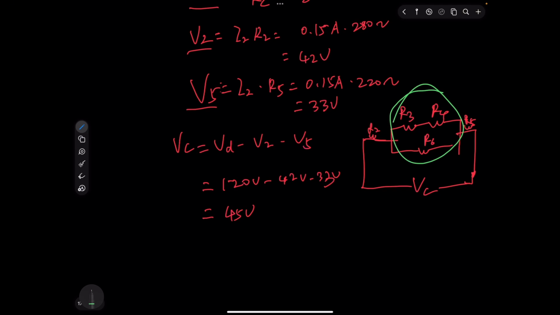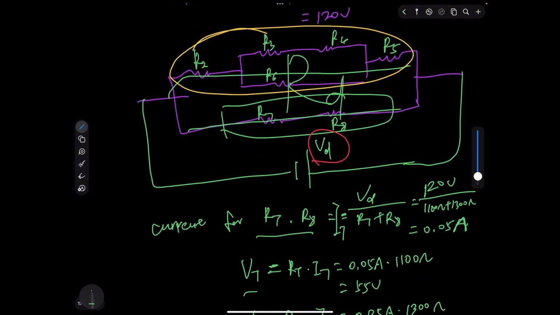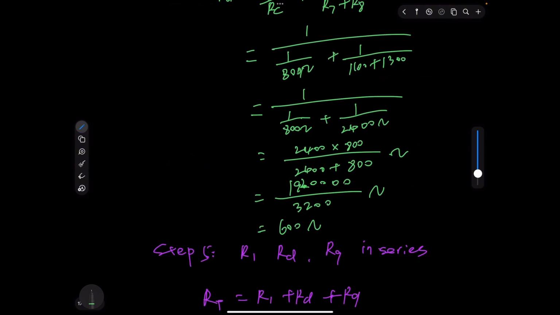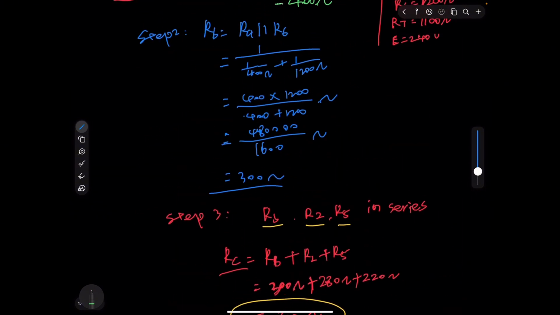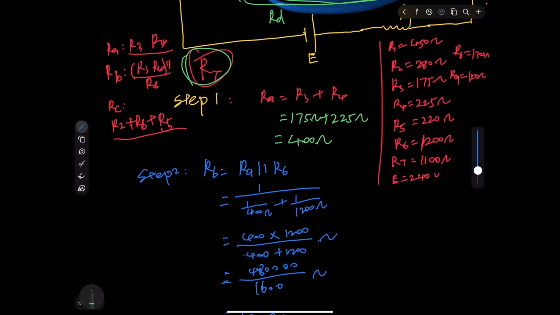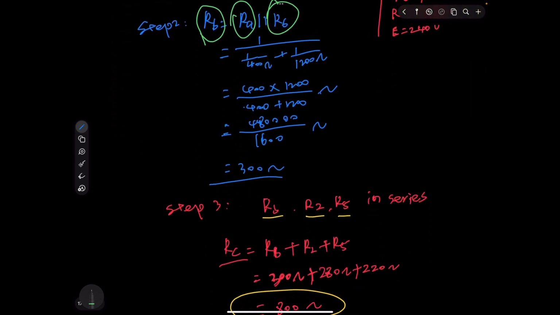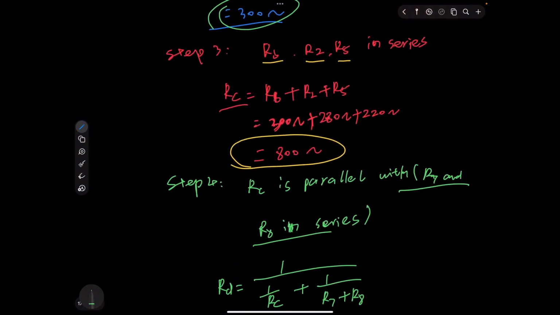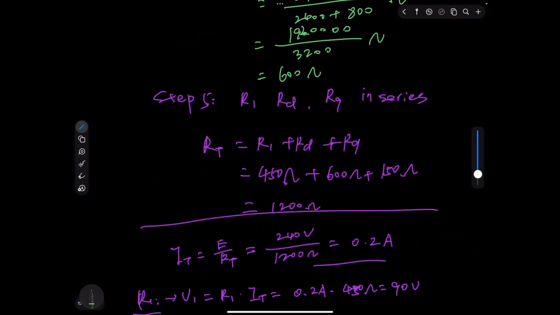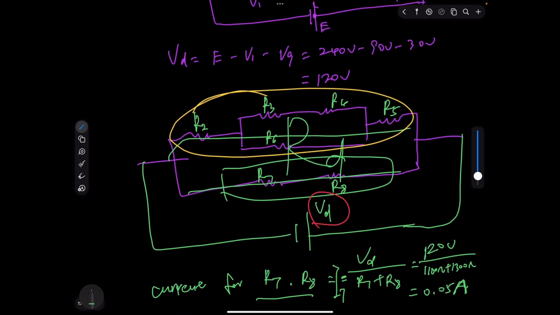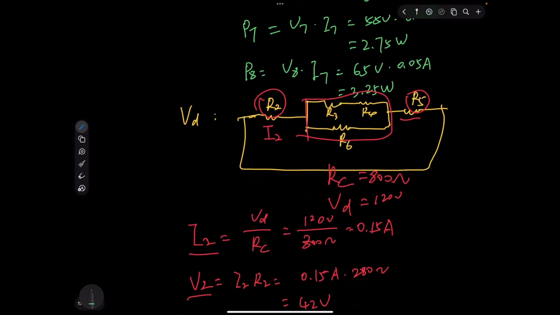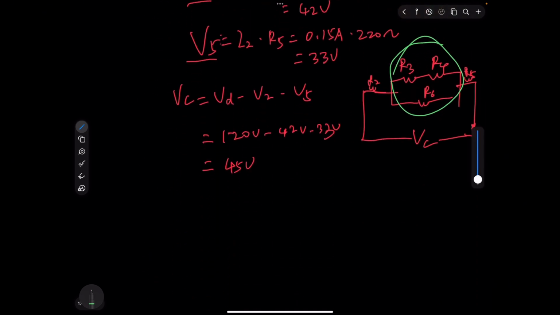R3, R4 in parallel with R6. Let's go back. We already saw that part. R3, R4 is RA in parallel with R6. So that's our RB. RB is 300 ohms.